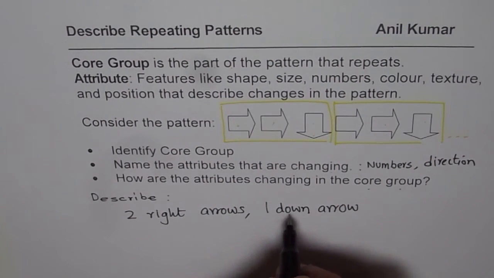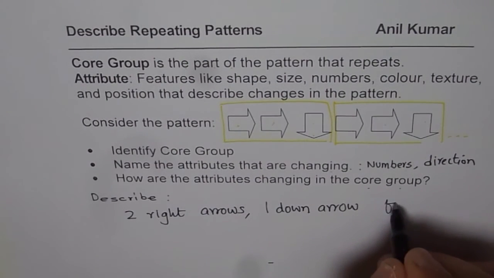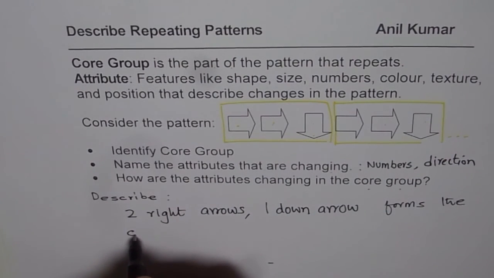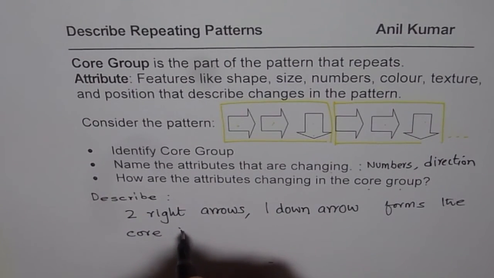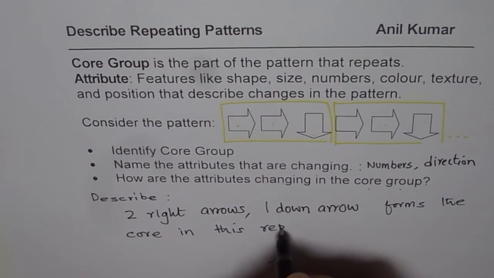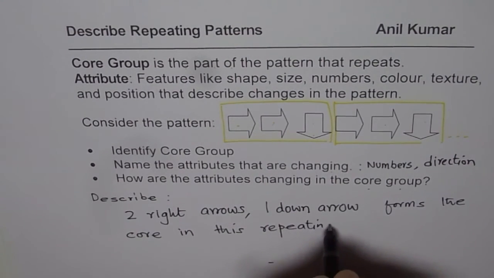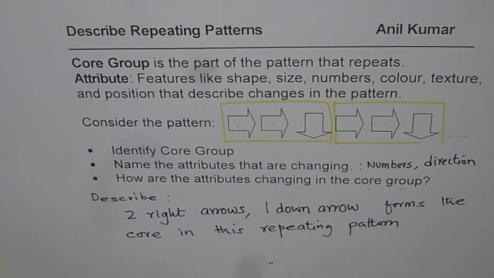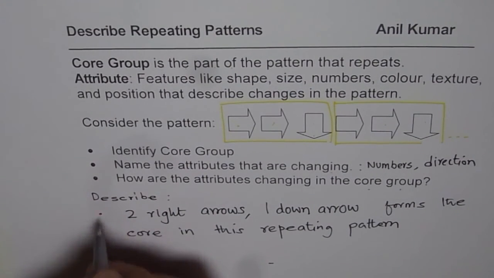Two right arrow, one down arrow forms the core group in this repeating pattern. So that is also a description for a repeating pattern. So if you define a core group, you have defined the whole pattern, correct? So that is an alternate way of describing a pattern, right?